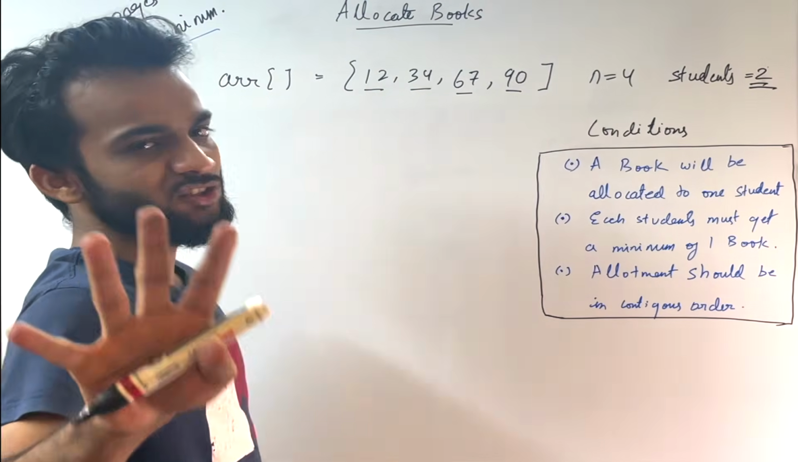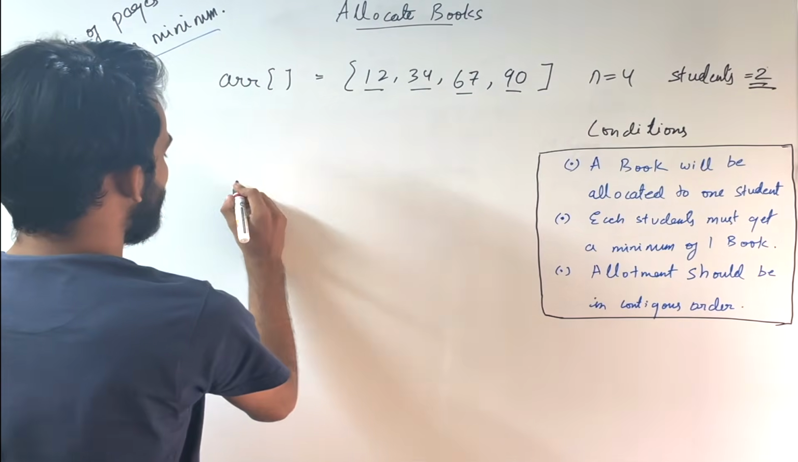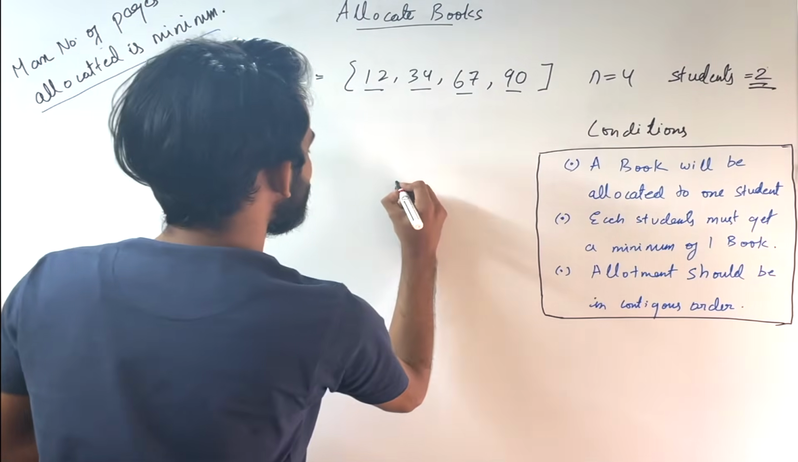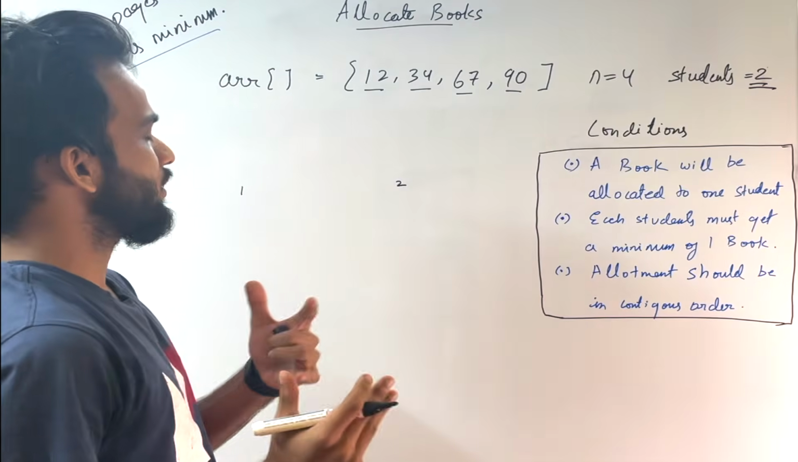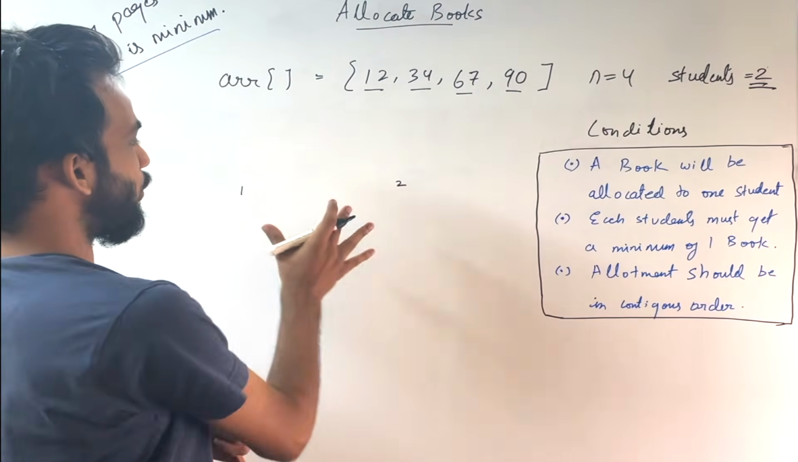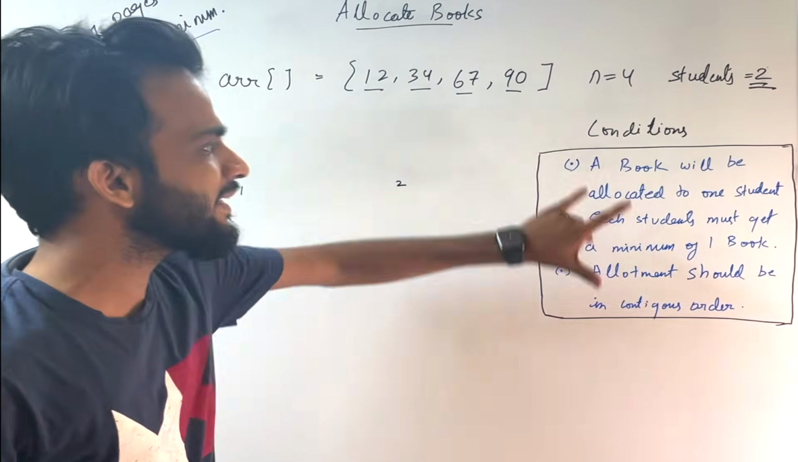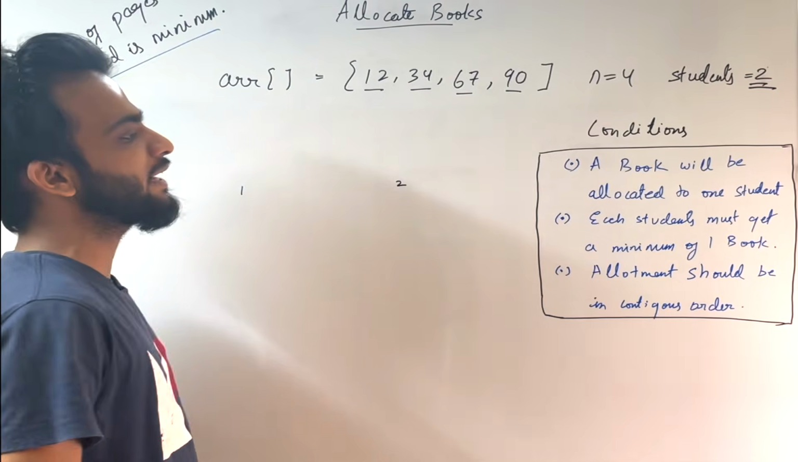So let's assume they're given two students, right? This is student 1, this is student 2. What is the allocation that you can do? So before doing the allocation, let's look at the conditions that you have to maintain while doing the allocations.